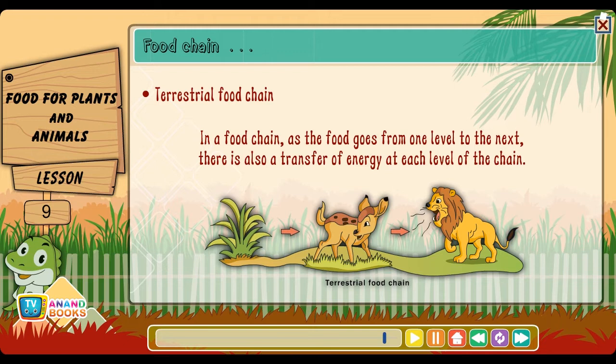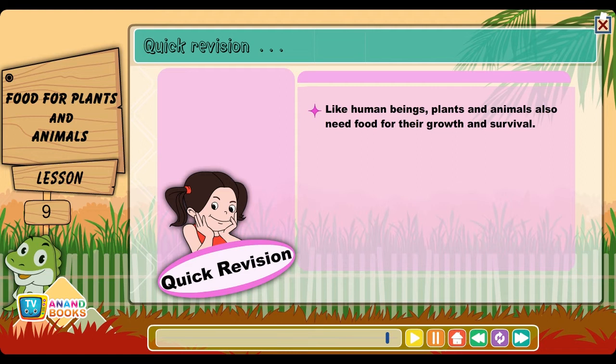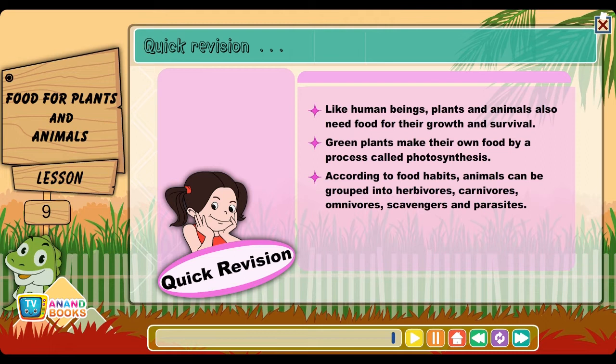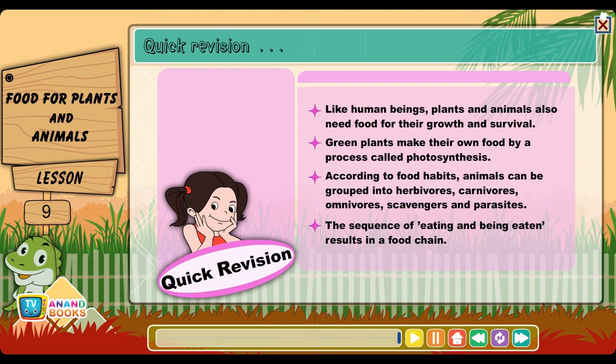Quick revision. Like human beings, plants and animals also need food for their growth and survival. Green plants make their own food by a process called photosynthesis. According to food habits, animals can be grouped into herbivores, carnivores, omnivores, scavengers, and parasites. The sequence of eating and being eaten results in a food chain.